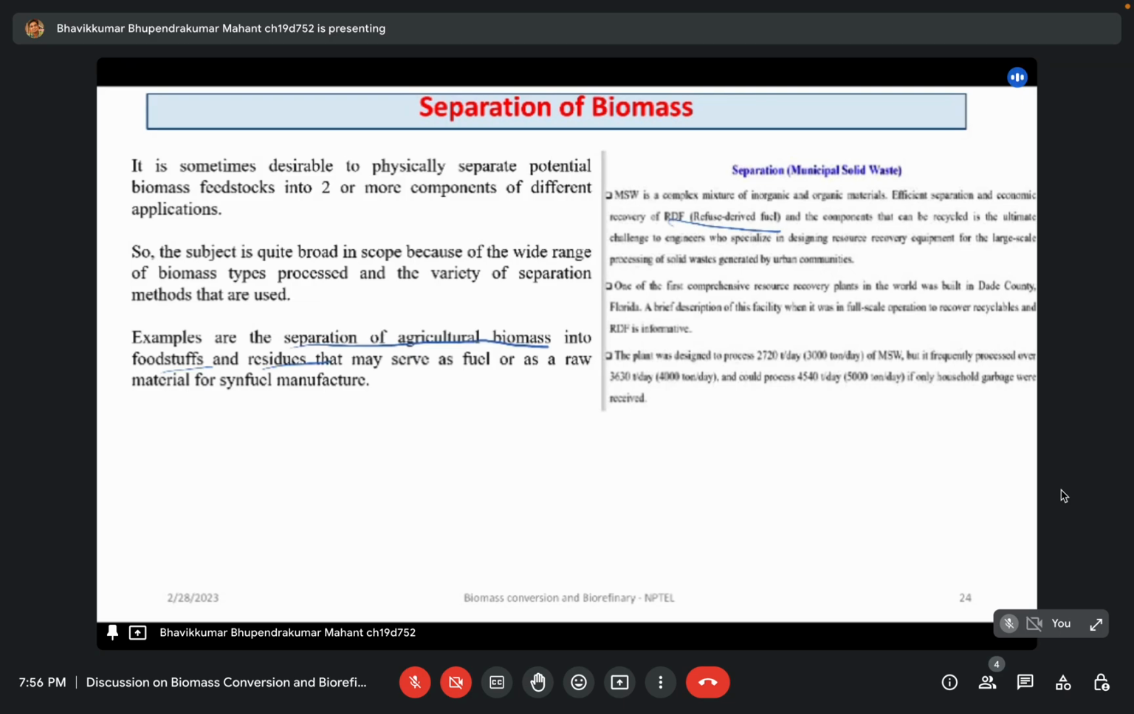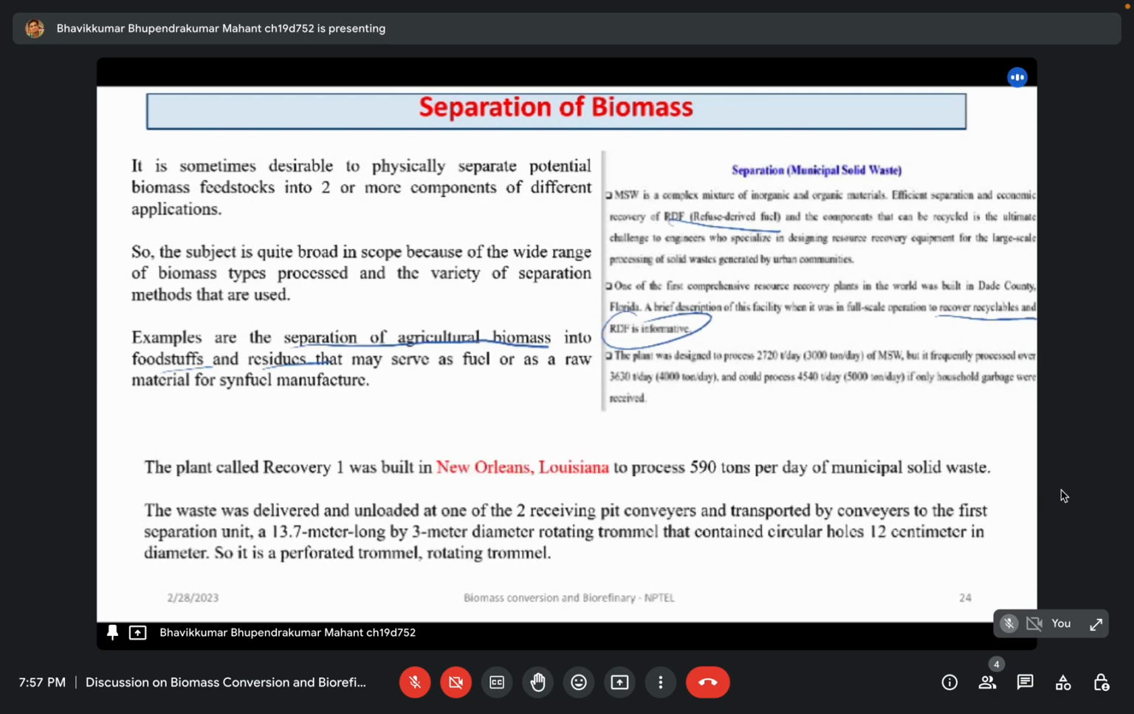And who started the first comprehensive recovery plants? The name is a county from Florida. Florida is in the US. So the first major plant for separation of municipal solid waste was developed in the US, which is useful for full scale recovery of recyclable RDF. The plant was designed to produce approximately 3,000 ton per day, but it can also process up to 4,000 or 5,000 ton per day depending on the biomass which you are using.